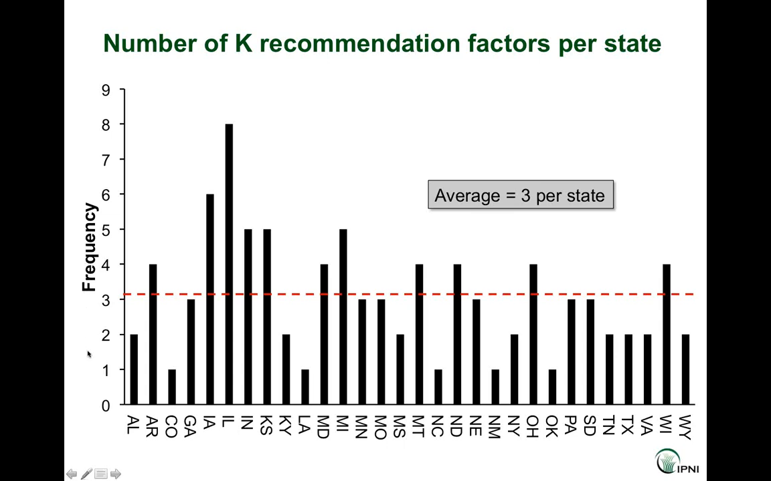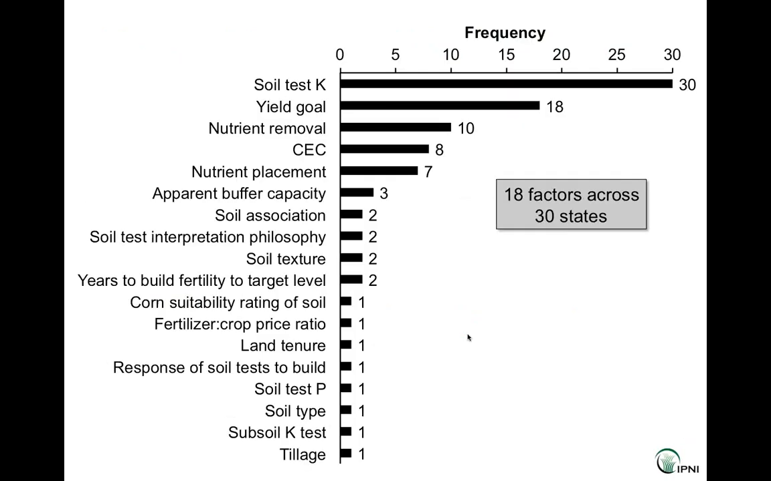And here's the frequency. This is the number of factors that were considered in potassium recommendations for each state. You can see that about an average of 3 factors were considered when making a potassium recommendation. Let me show you what those primary factors were. You can tell in the U.S. we are very much a soil test-based recommendation system for making K. All of our states use soil tests as the basis.